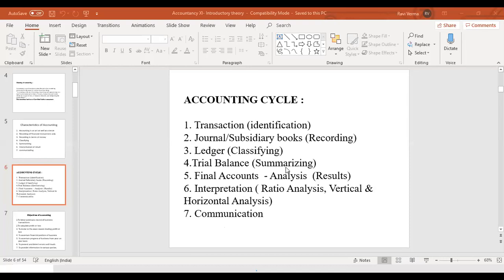Fourth step is summarizing. समराइजिंग का मतलब होता है कि जो भी सारे ट्रांजैक्शंस आपने नेचर के बेस पे अपने लेजर अकाउंट्स में क्लासिफाई किए थे, अब आप उसे क्लब कीजिए. क्लब कैसे करेंगे? जैसे अगर मैं कहूँ कि कैश अकाउंट was one of the accounts which I have prepared in ledger, तो कैश का बैलेंस at the end of the year क्या है, right? That means is it on the increasing side or is it on the decreasing side?